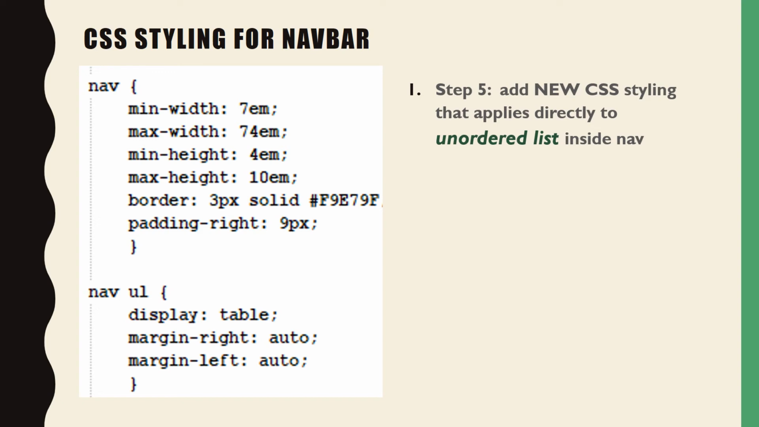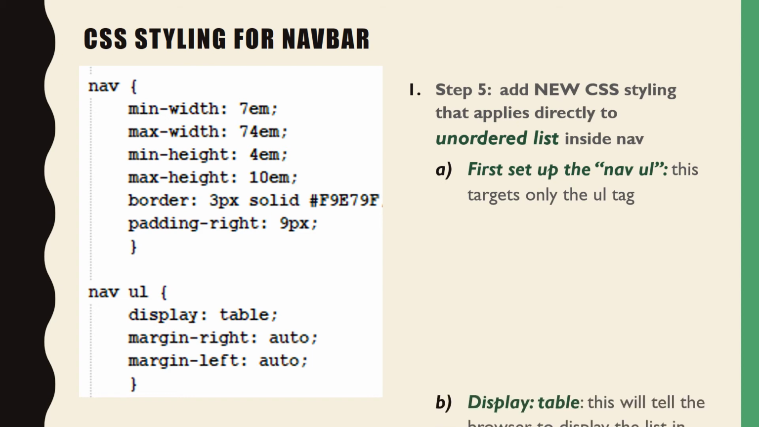Step 5. Now it's time to add some new CSS styling that applies directly to the unordered list inside the nav tag. First, following the nav CSS styling, we are going to set up a CSS style for the nav unordered list. So we're going to type in nav space UL, and then we'll put in our brackets.